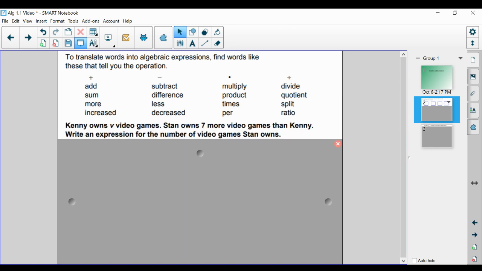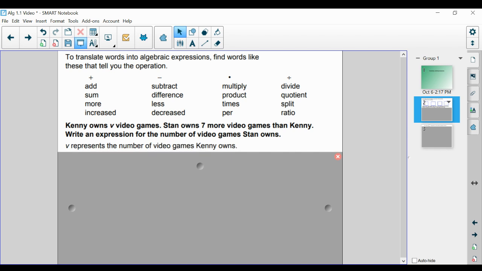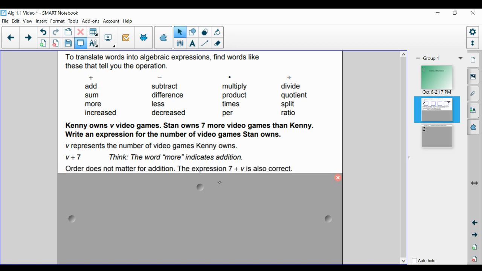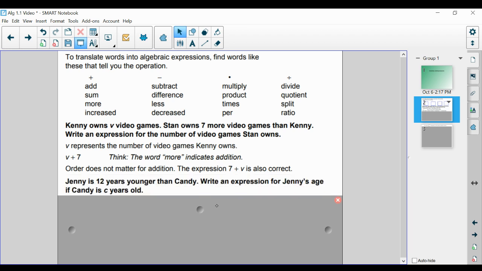So for example, Kenny owns V video games. Stan owns 7 more video games than Kenny. Write an expression for the number of video games that Stan owns. Well, we know that V represents the number of video games that Kenny owns. The word more indicates addition, therefore we have V plus 7. Now, since order does not matter for addition, technically the expression 7 plus V is also correct because they are equivalent.